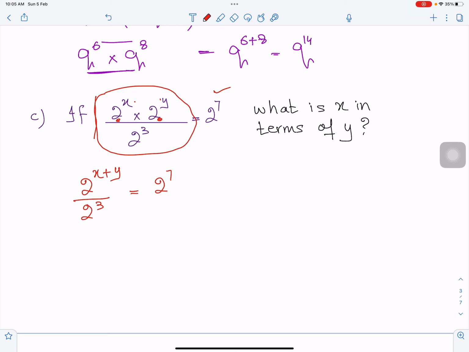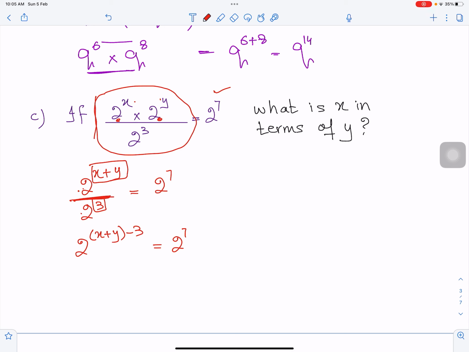So don't disturb it. Now, if I see here, the left hand side, 2 has power x plus y and 2 has power 3. And there is division sign. Base is same. So the rule we studied is powers are subtracted. So x plus y minus 3 is equal to 2 power 7.